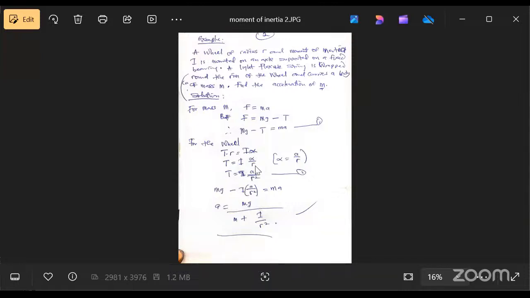So, what other question? Sir, what is alpha? Alpha is acceleration over radius. It's inside that circle. No, I mean, what is it called? Angular acceleration.